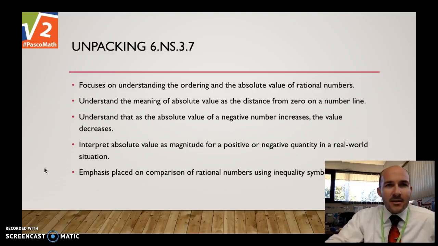So unpacking 6.NS.3.7, it really focuses on understanding the ordering and the absolute value of rational numbers. Understanding the meaning of absolute value as a distance from 0 on the number line. Understand that as the absolute value of a negative number increases, the value decreases. So again, as the absolute value of a negative number increases, the value of the actual number decreases. Interpret absolute value as magnitude for a positive or negative quantity in context. And emphasis placed on comparison of rational numbers using inequality symbols.